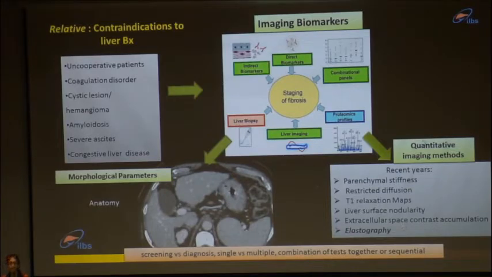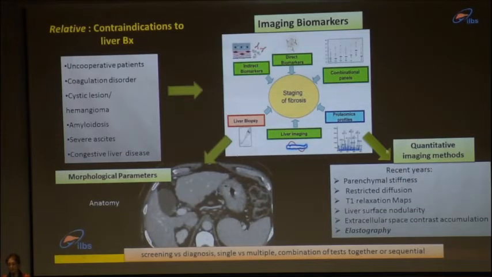There are various quantitative imaging methods, and that is what we are going to focus on in the rest of my slides, so that you know what are the available quantitative methods and which are the ones which can be of application or use to us, or in the coming years would be coming up as modalities. In the past recent years, parenchymal stiffness, restricted diffusion on MR, T1 relaxation maps on MR, and liver surface nodularity, which can be seen both on CT and MR, extracellular space contrast accumulation and elastography have been the mainstay of imaging biomarkers using a quantitative imaging approach.